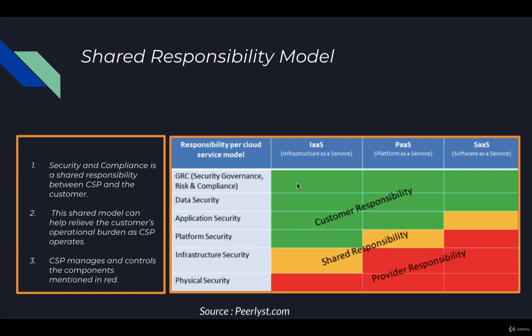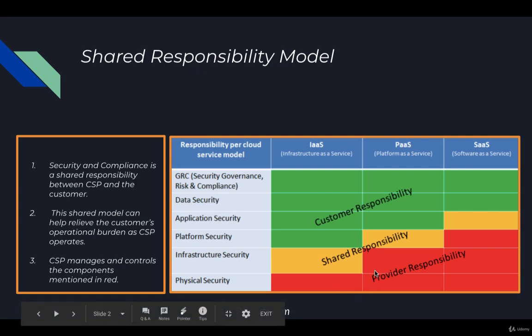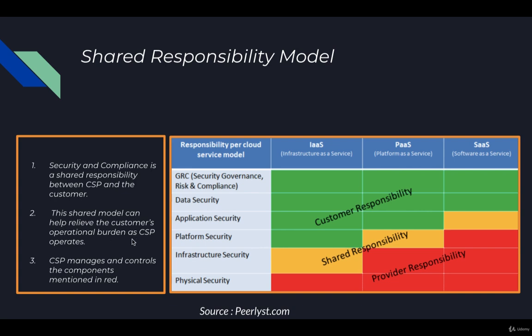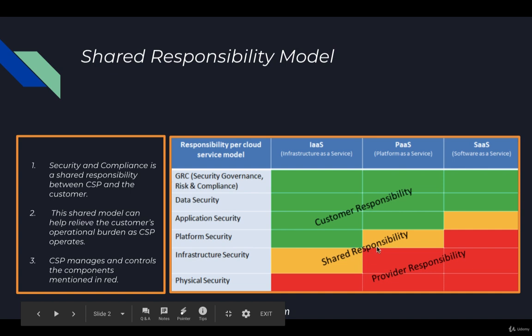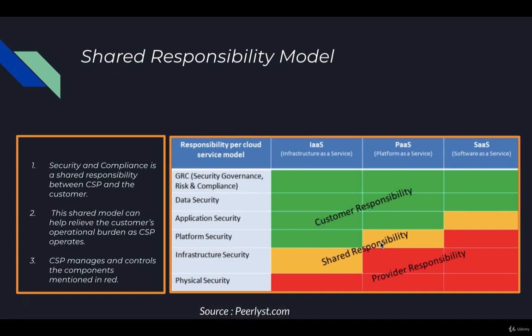Before digging into this diagram, let's study that security and compliance is a shared responsibility between the CSP and the customer. You can see all the areas which are red. That is where the provider is responsible. The shared model can help reduce the customer's operational burden as the CSP operates. When we know this is shared, we know for which responsibilities we can go ahead and ask the cloud service provider what is required, or if they need some kind of help. And this is the customer responsibility, so that tomorrow the customer should not be able to blame the cloud service provider, saying this is not their responsibility.